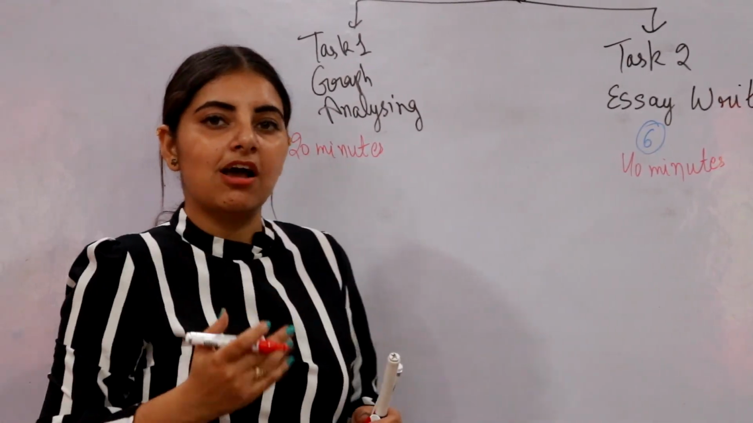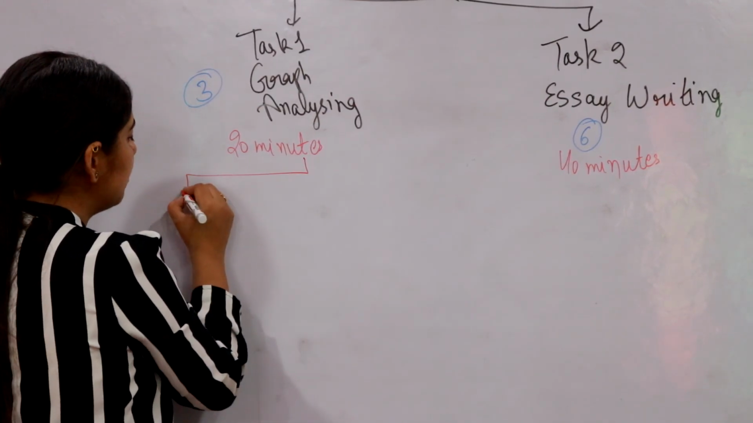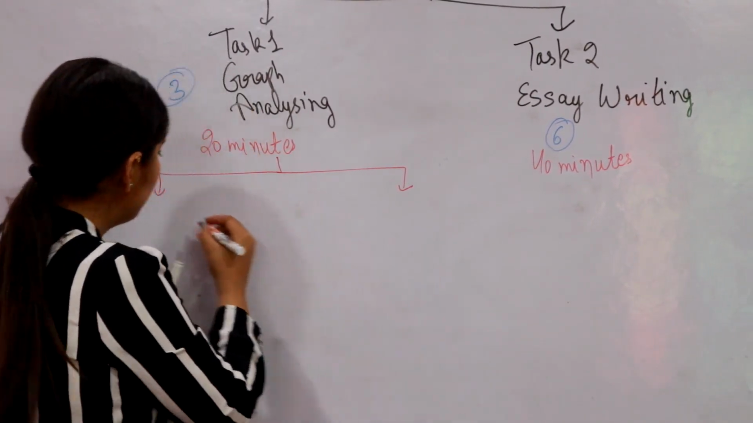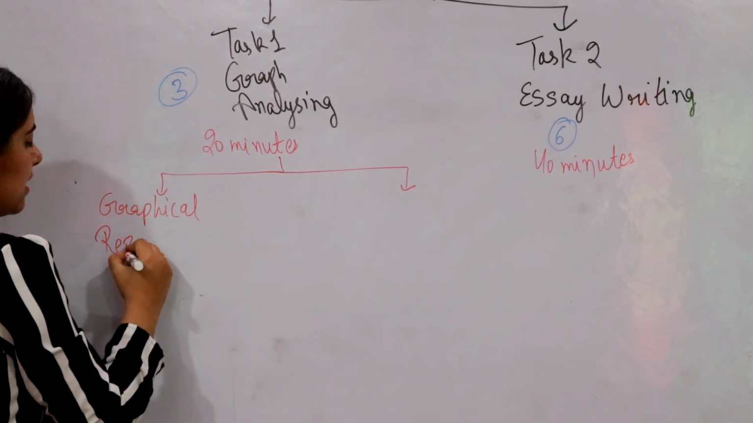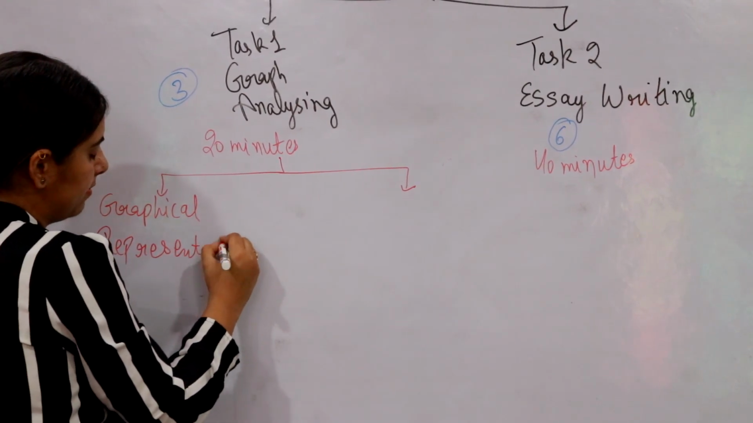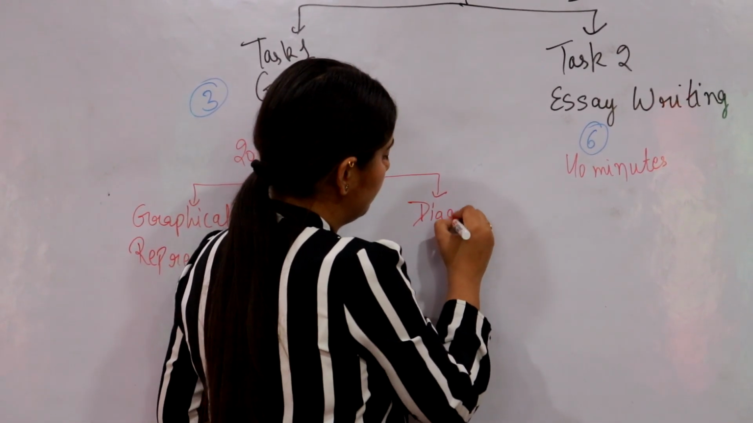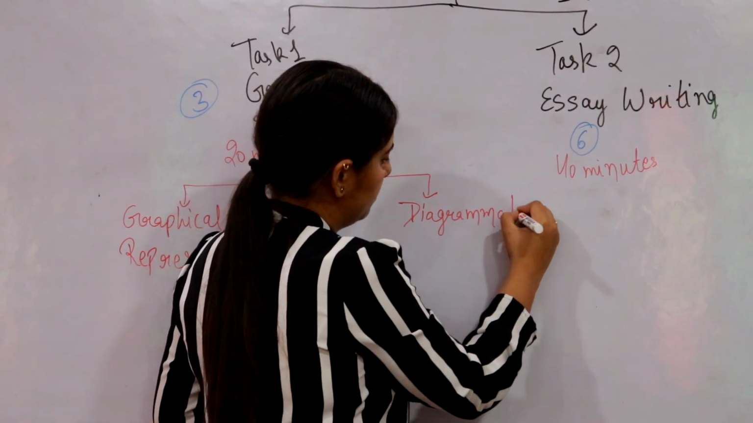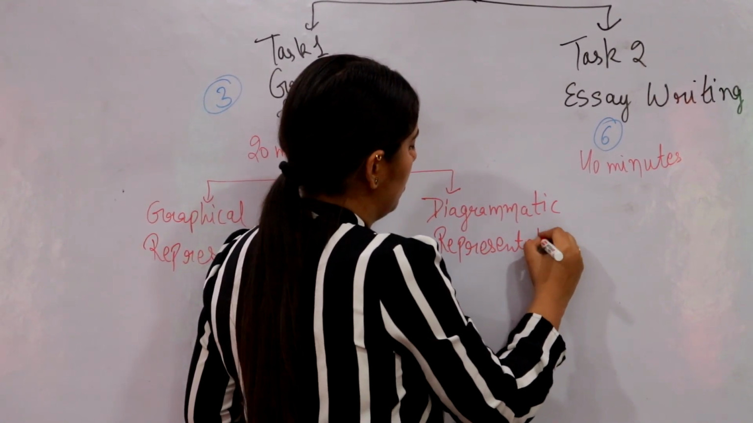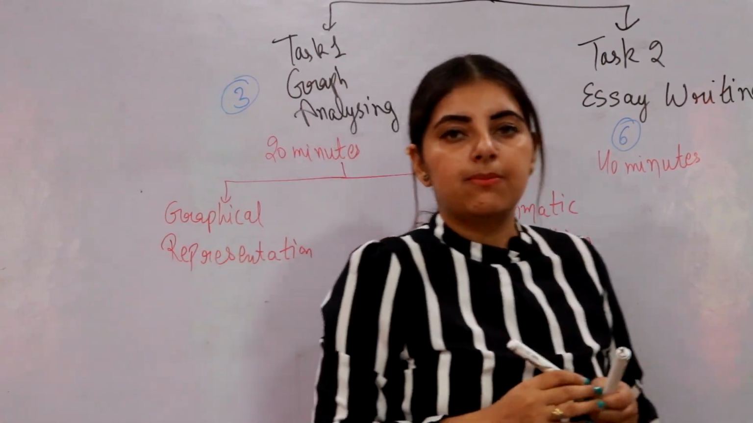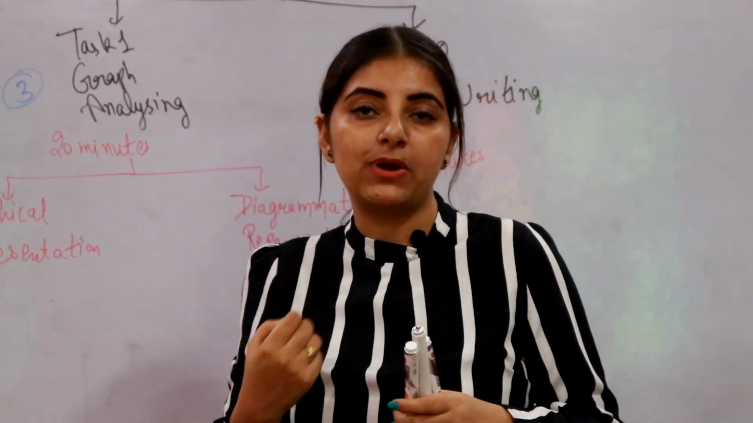You can say that in task 1 you have the syllabus of 9 graphs. So these 9 graphs, we divide into 2 categories. First category is graphical representation, and second category is diagrammatic representation.